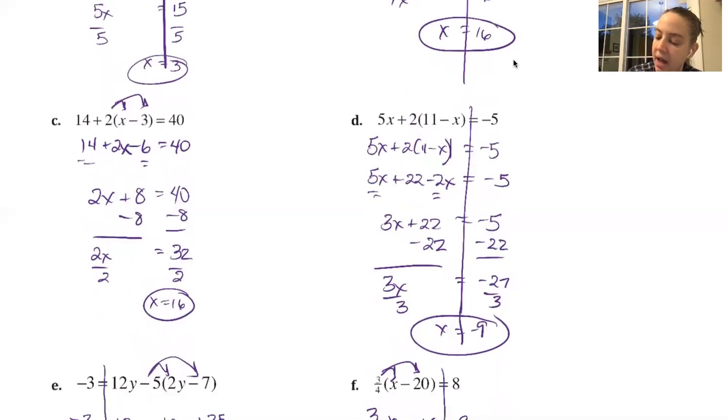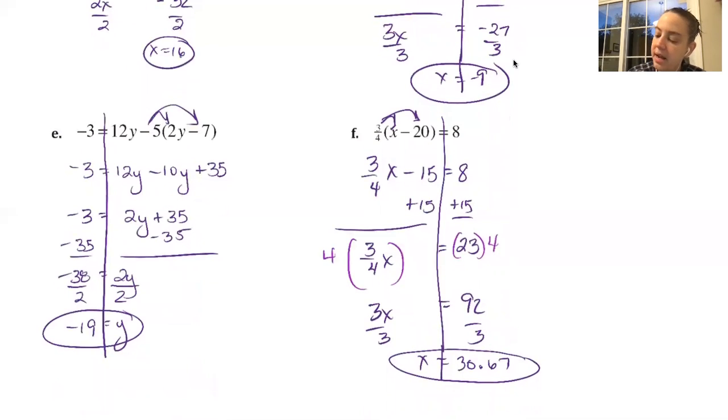Letter C, I multiplied both sides by 2. So 14 plus 2x minus 6 is equal to 40. I combined like terms. 14 minus 6 is 8. I subtracted 8 on both sides. x is equal to 16. In letter D, I multiplied both sides by 2. So 5x plus 22 minus 2x is equal to -5. Combine like terms, 5x and -2x is 3x. Subtract 22, -5 minus 22 is -27. X is equal to -9.